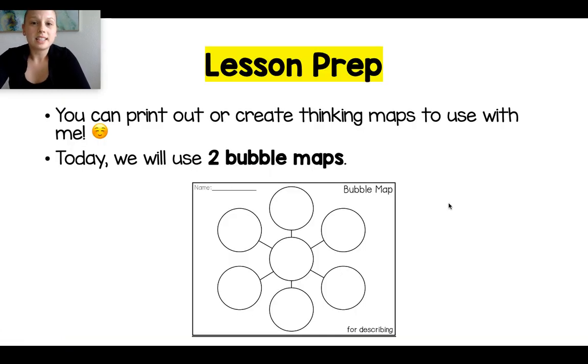To prep for today's lesson, you can print out a bubble map. You only need one bubble map today. I know it says two, but today you only need one, and then tomorrow you'll need one. So if you want to print two now, you can do that and save yourself a step for tomorrow. We are going to be using a bubble map today. You can either print it. It's on the Google Drive under Thinking Maps. Or if you would just like to use a blank piece of paper and draw a bubble map, we can do that too. All right?